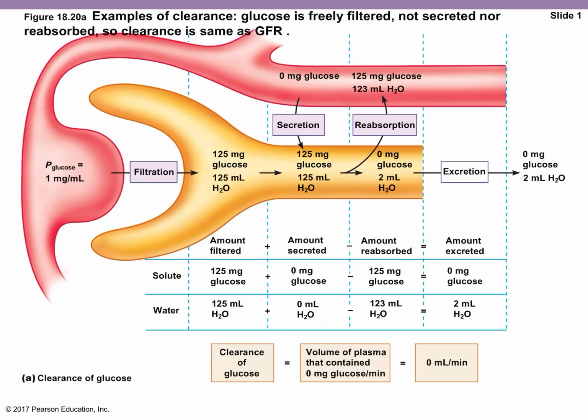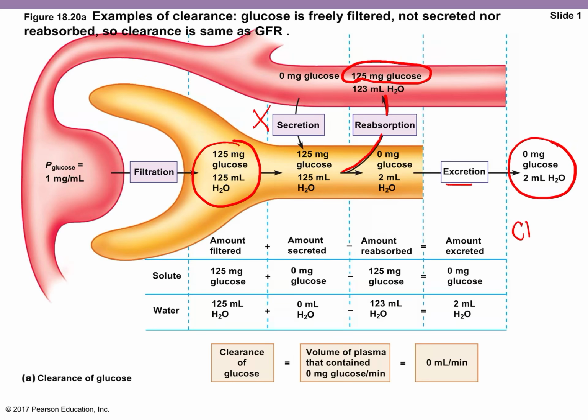So let's just work with this for a second. Let's look at glucose. Glucose is another example of something that is completely filtered. Glucose is filtered at 125 milligrams, and it's not secreted, so we're not adding to that, but it is reabsorbed, okay? So what's being reabsorbed is 125 milligrams of glucose, so 100% reabsorption. So what is excreted? What is excreted is 0. So the clearance is 0, okay? The clearance here is 0. You did not clear glucose from the blood.